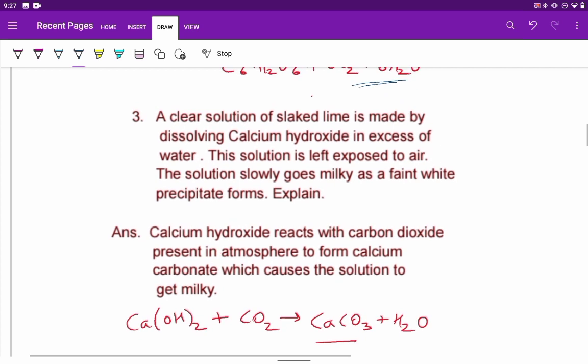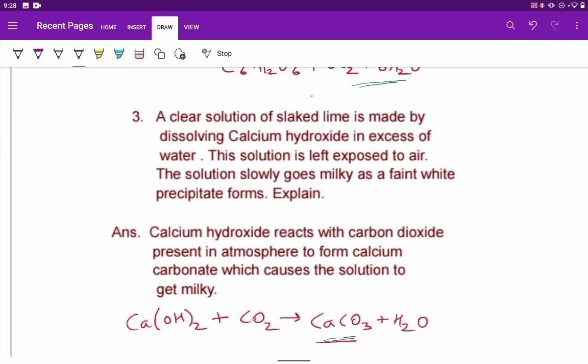Next one, a clear solution of slaked lime is made by dissolving calcium hydroxide in excess of water. Okay. This solution is left exposed to air. The solution slowly goes milky as a faint white precipitate forms. You have to explain the process, why it goes milky. Now calcium hydroxide reacts with carbon dioxide which is present in atmosphere to form calcium carbonate, which causes the solution to get milky.